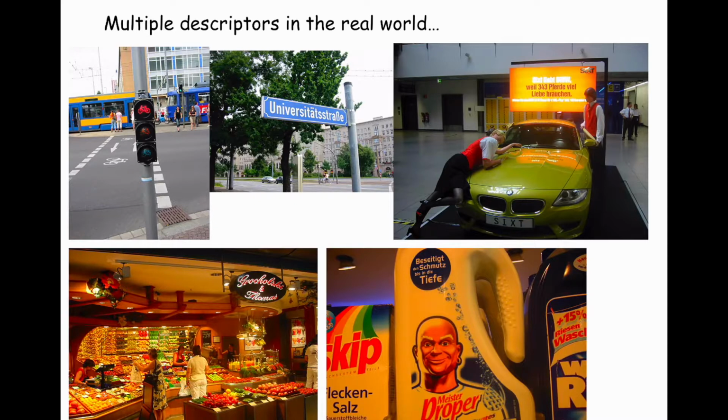Things have shapes. If you look at this Mr. Clean Meister Proper bottle, you see straight edges, you see curved edges, you see this kind of hook. Things have texture, right? Variations of color over patches of image.